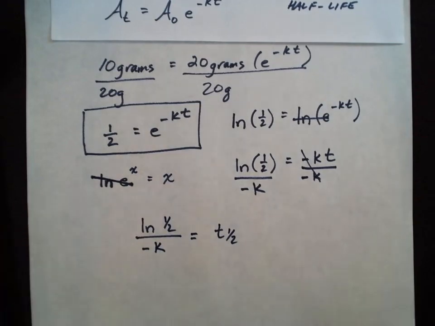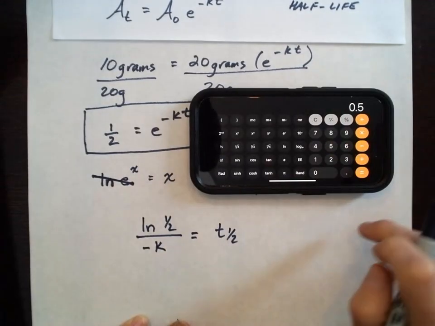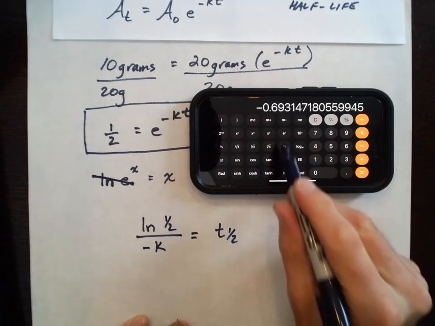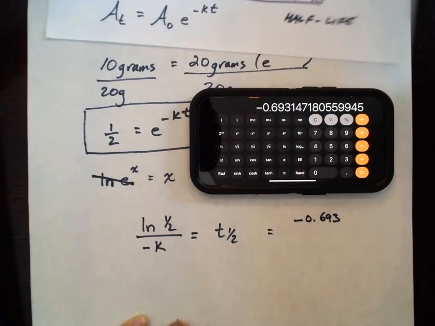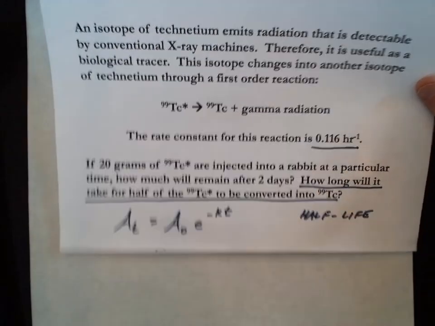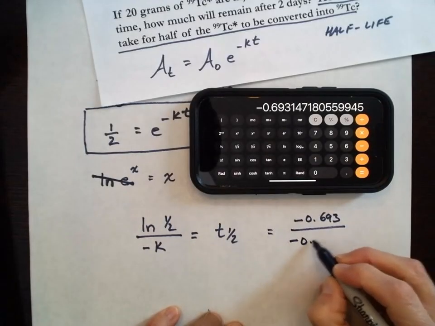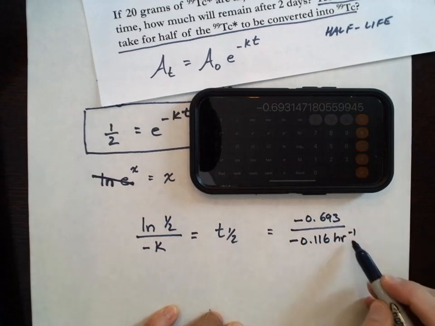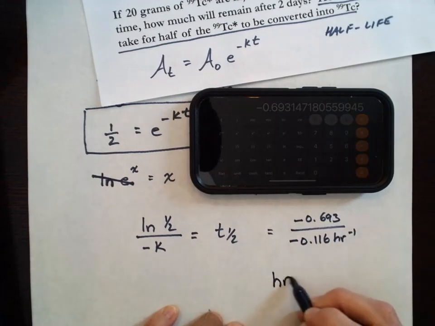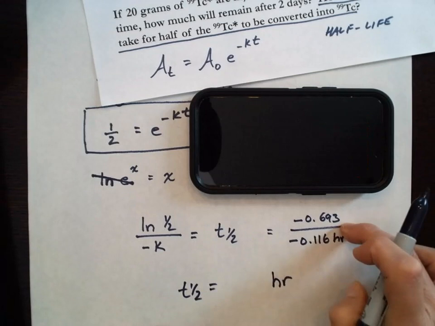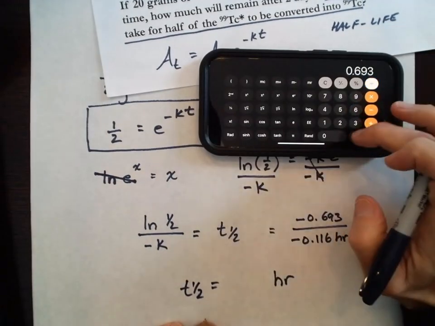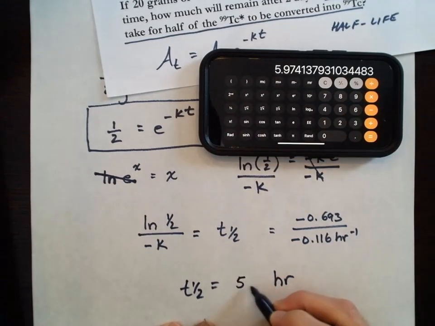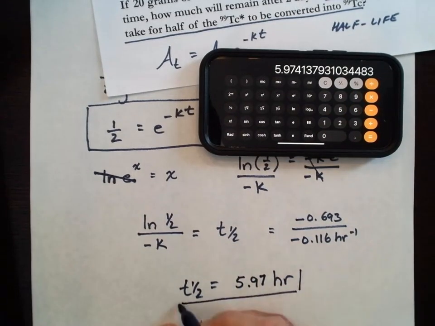Well, the natural log of 1/2, that's just a number. Let's find out what that number is. I put in 0.5, and I take the natural log of it, negative 0.693. So negative 0.693 over, in our case, the rate constant is 0.116 inverse hour, over negative 0.116. An inverse hour in the denominator is an hour, which is good because I'm looking for a time. So the half-life is 0.693 divided by 0.116, which is about 6 hours. So it takes a little less than 6 hours for half of the original material to decay away.